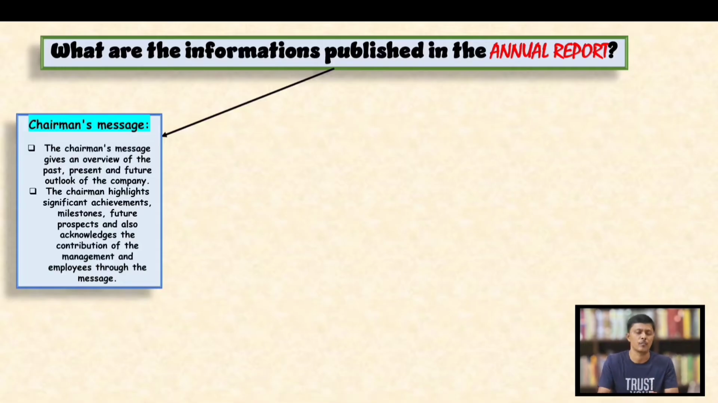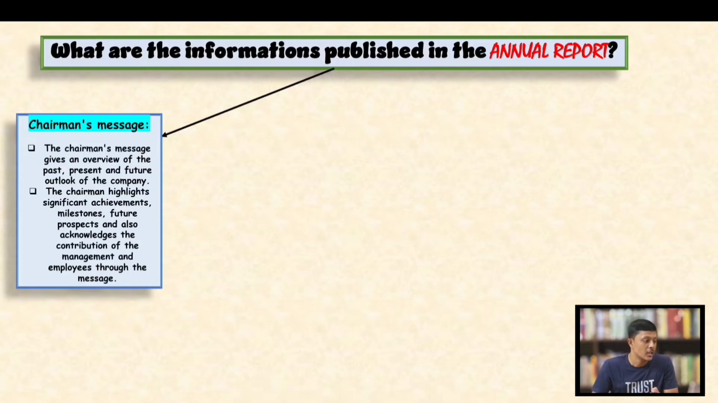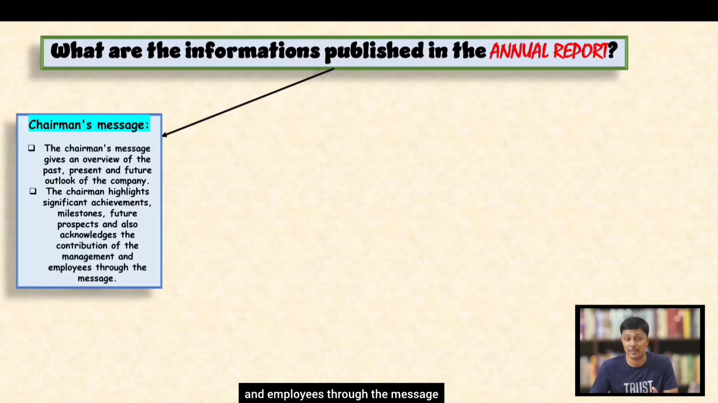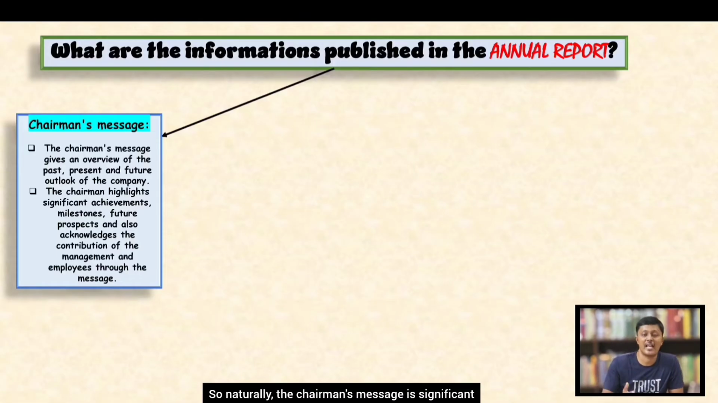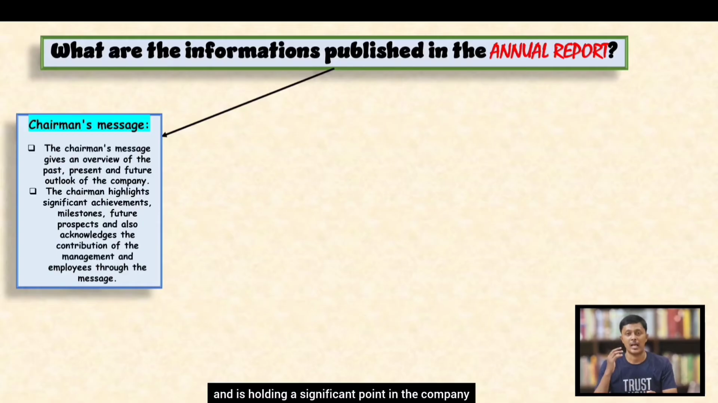What is it? Part questions may be asked in that way, that what is called a chairman's message. The chairman's message gives an overview of the past, present, and future outlook of the company. The chairman highlights significant achievements, milestones, future prospects, and also acknowledges the contribution of the management and employees through the message.